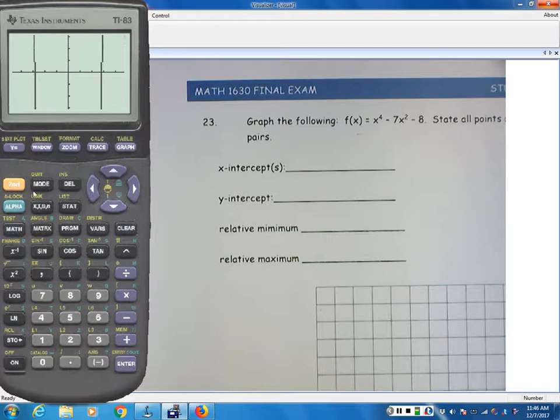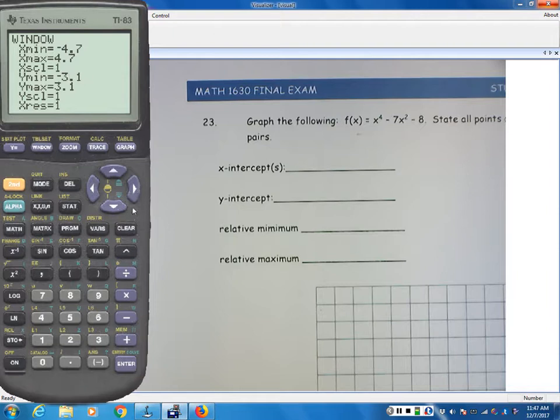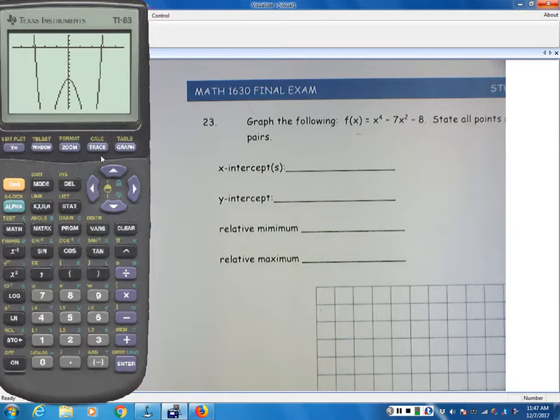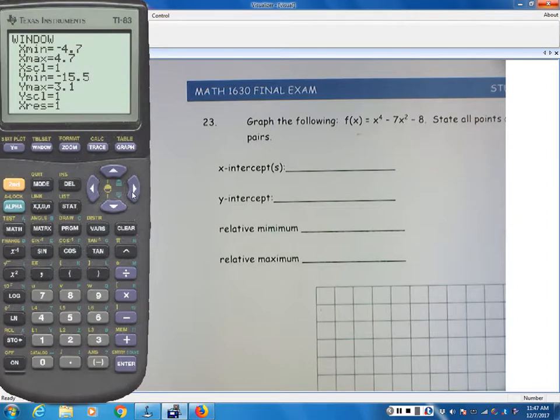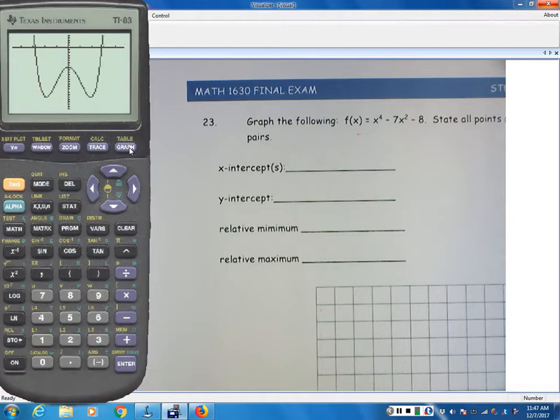This is nowhere near big enough, so I'm going to go and increase down the negative part pretty far and graph again. Okay, still not quite far enough. I went minus 25. There I'm seeing all the things that that graph actually does. Now, my x-axis is not scaled the same as y. It doesn't have to be.